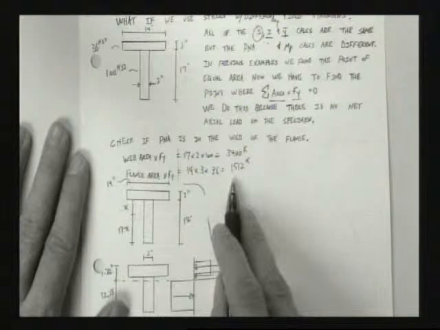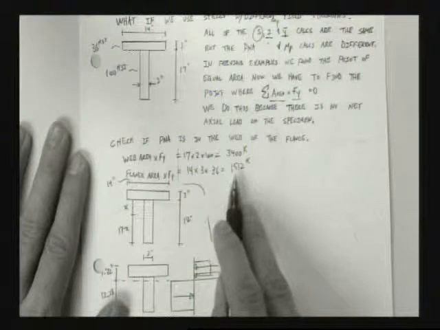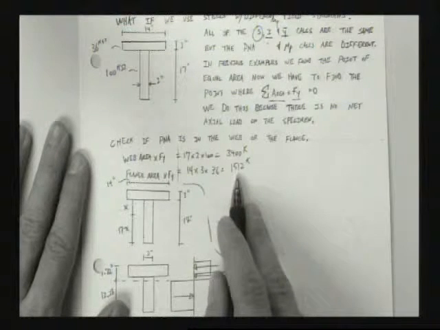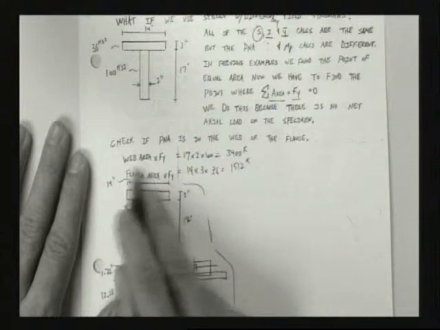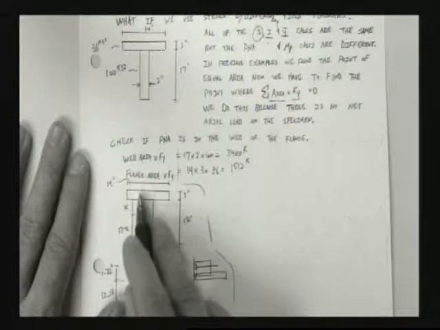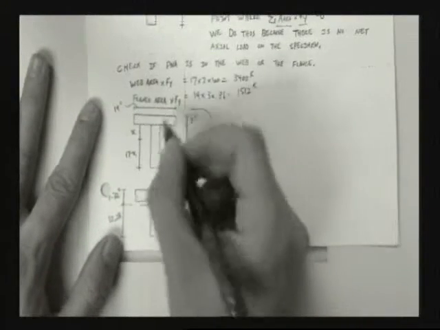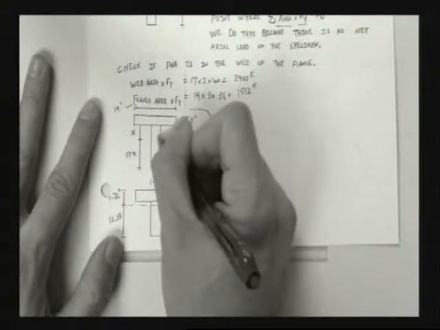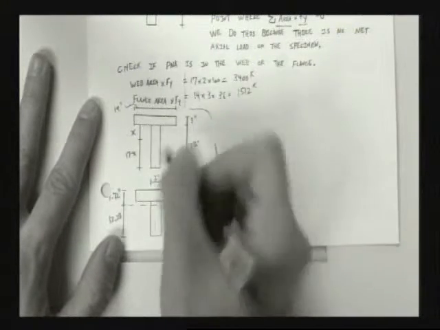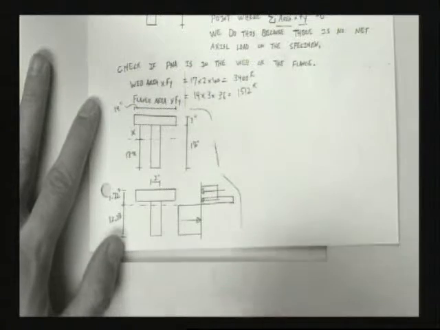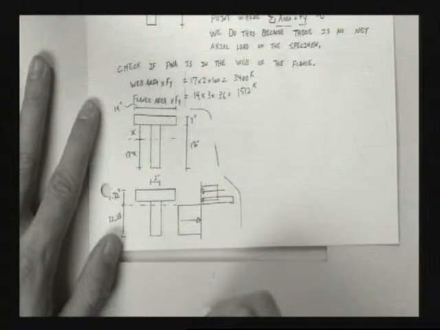What does it mean? We want these two numbers to be what? Equal. So how can we make them equal? Reduce this one and increase this one. How do we do that? Take area away from the web, give it to this other area, right? So I know that I want to take area away from the web and give it to the top. I know that my plastic neutral axis is going to be somewhere in the web of my member.